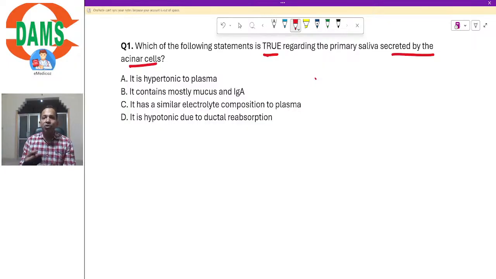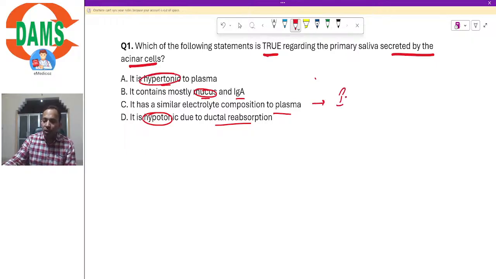Which of the following statements is true regarding the primary saliva secreted by the acinar cells? It is hypertonic. It contains mostly mucus and immunoglobulin A. It has a similar electrolyte composition to plasma, and it is hypotonic due to ductal reabsorption. So obviously it is not hypotonic, isn't it? We have not talked about mucus, so it does not contain mostly mucus. It is not hypotonic either. Obviously it is isotonic. So similar electrolyte composition, that means it is isotonic. So option C is correct. Very good. Whoever answered Utkarsh and whoever answered option C, right? So let's go to the next question.